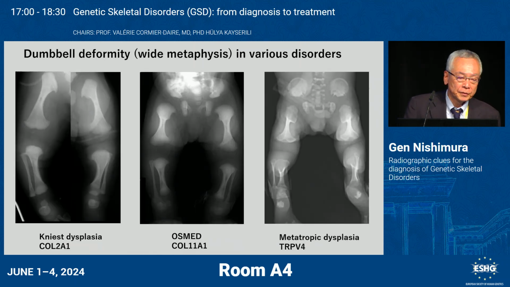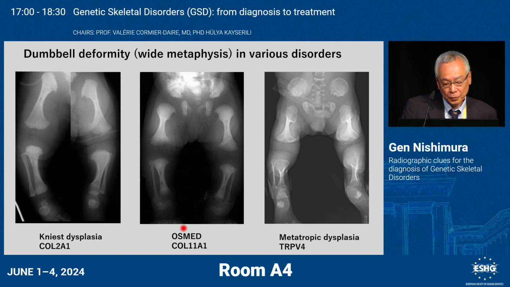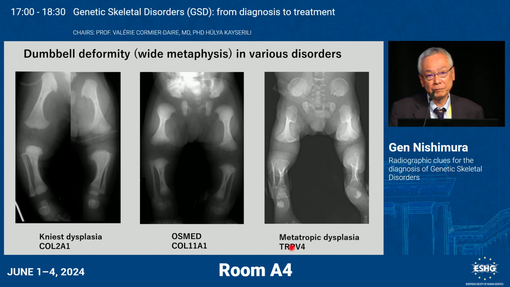Dumbbell deformity, we can see dumbbell deformity in various disorders. Dumbbell in Kniest, dumbbell in type 11 collagen abnormalities, otospondylomegaepiphyseal dysplasia, and metatropic dysplasia due to TRPV4 mutation.